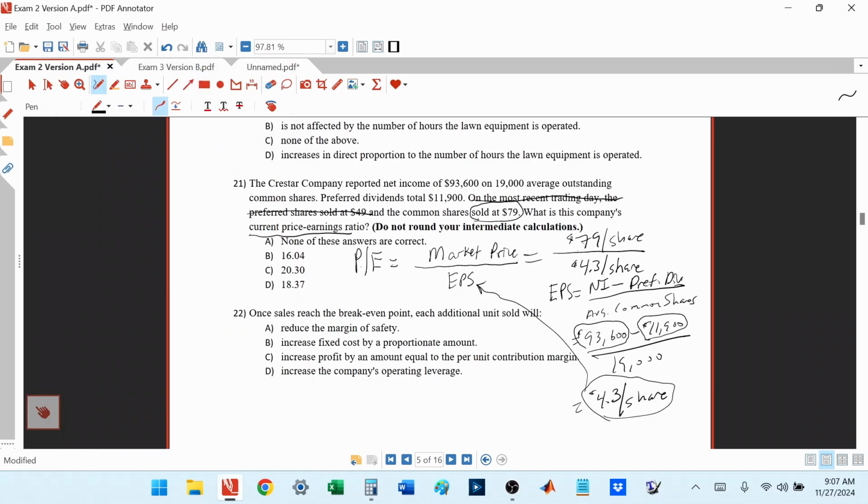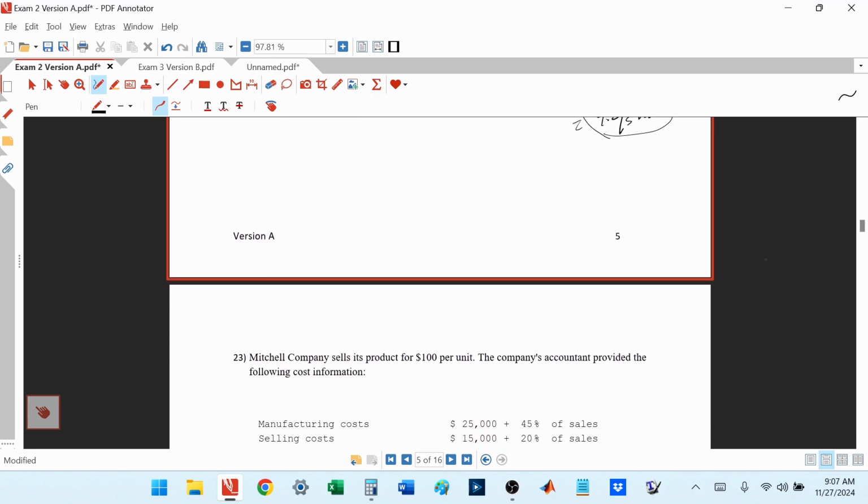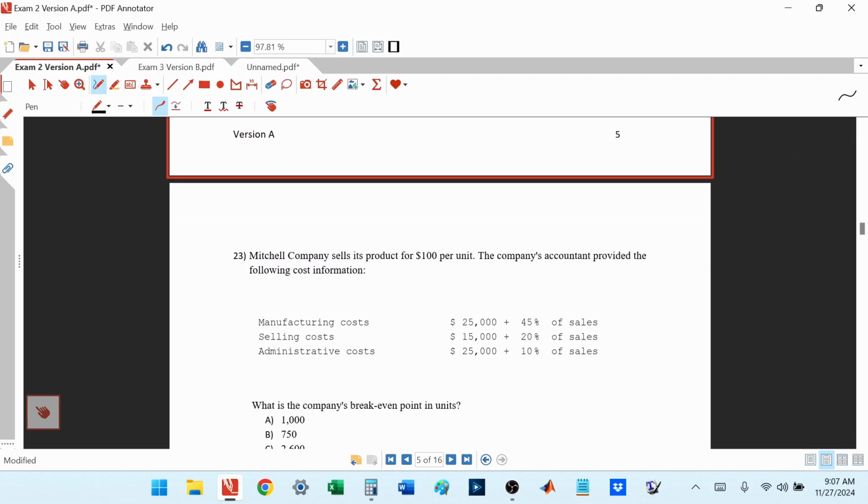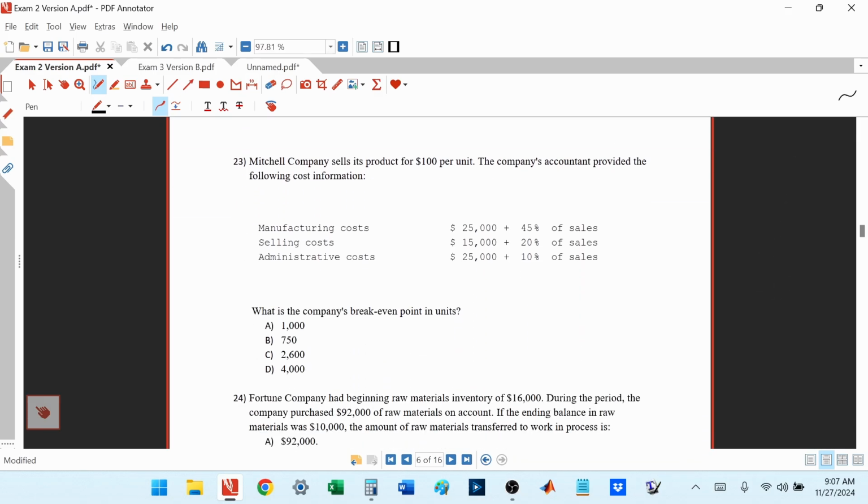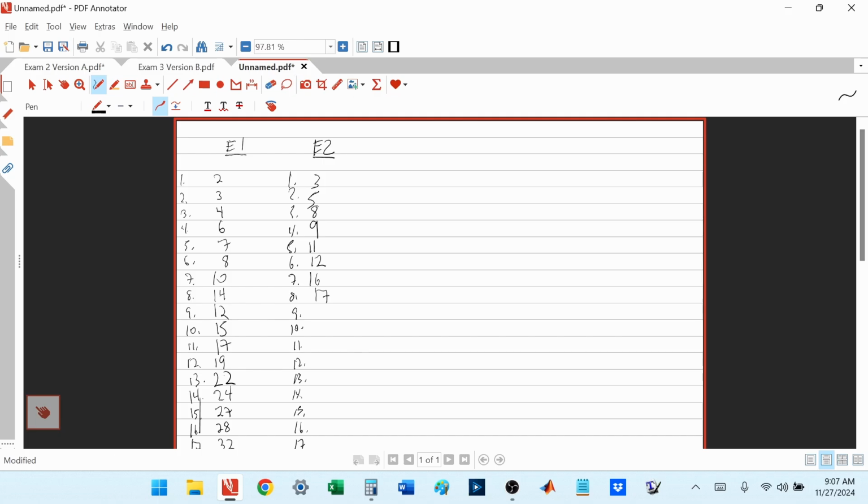Notice dollars per share cancel. And so the units of this guy right here, there aren't any units. It's unitless. It's just a number, 18.37. Our price is 18.37 times greater than our earnings per share. I guess let's do 23.